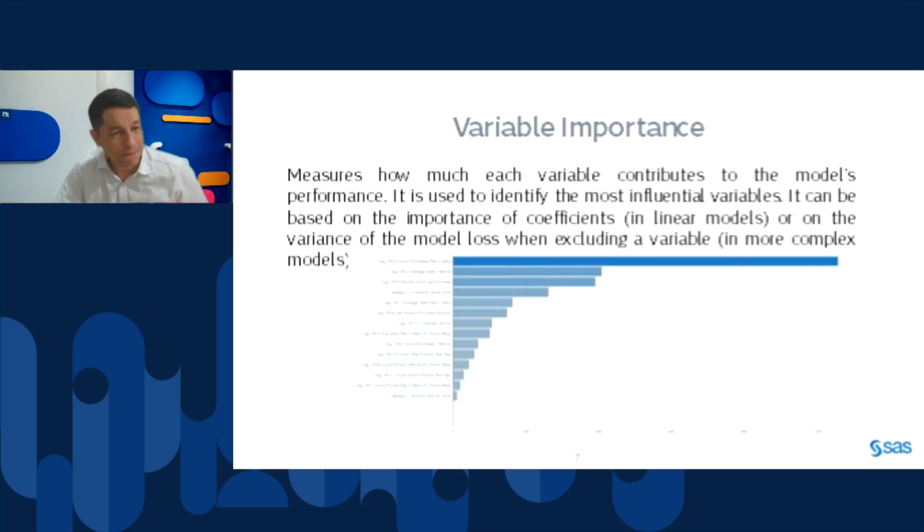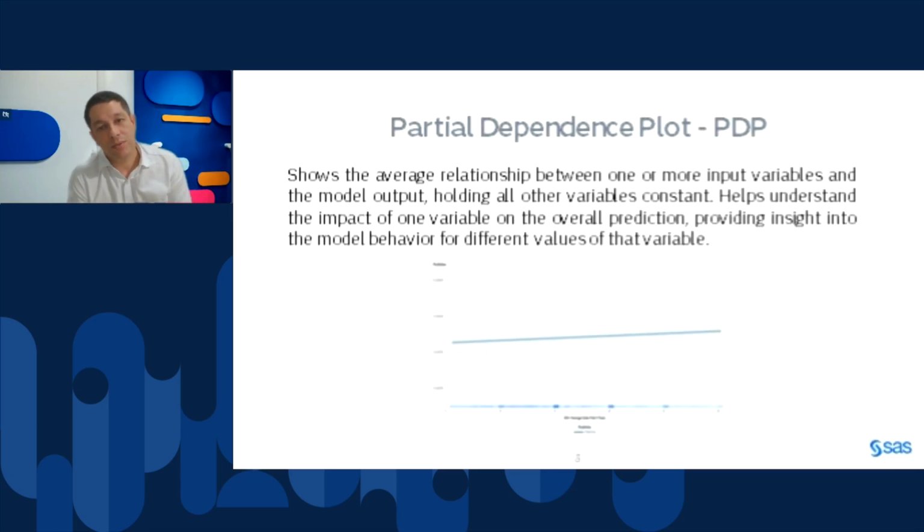And then we have the next, the partial dependence plot. This is a very nice technique, very simple and a beautiful plot. This technique shows the average relationship between one or more inputs and the model output, holding all the other variables constant. This is very nice.